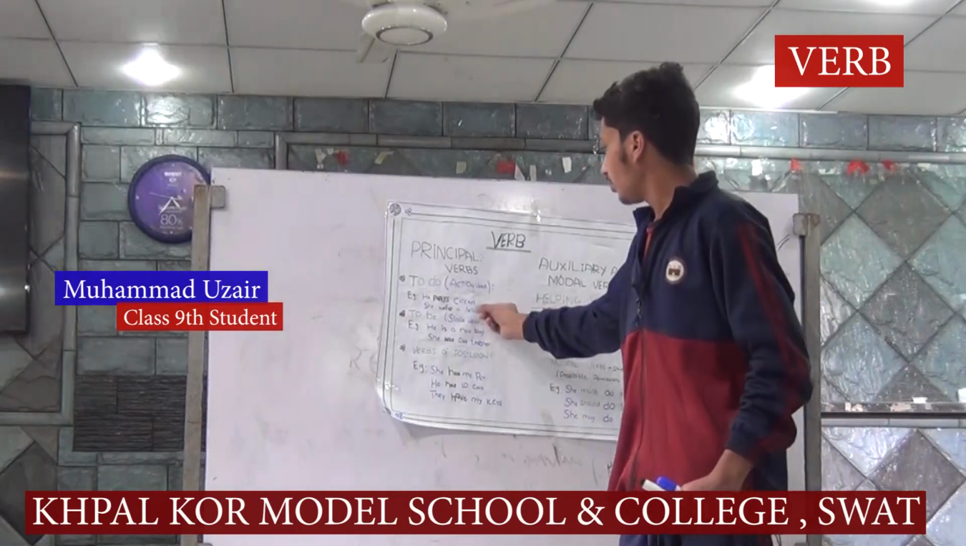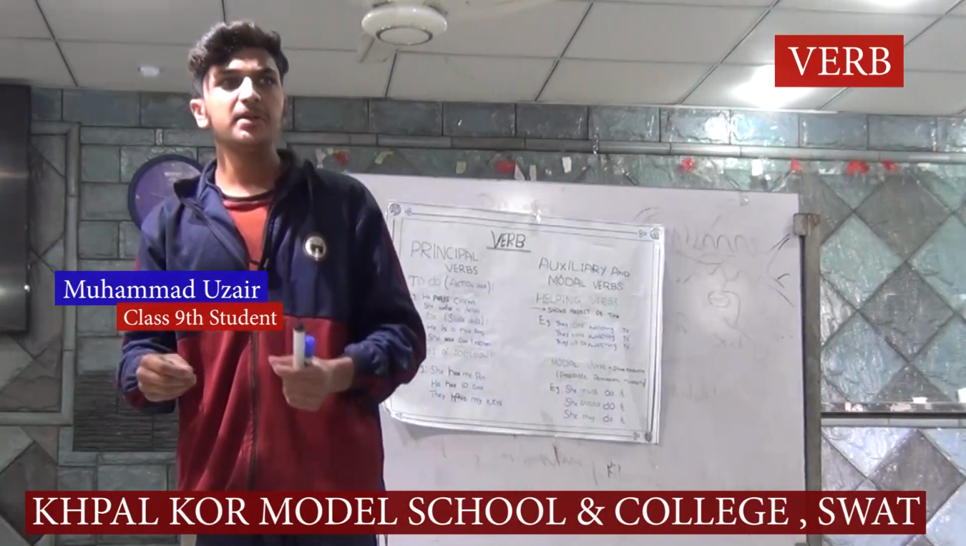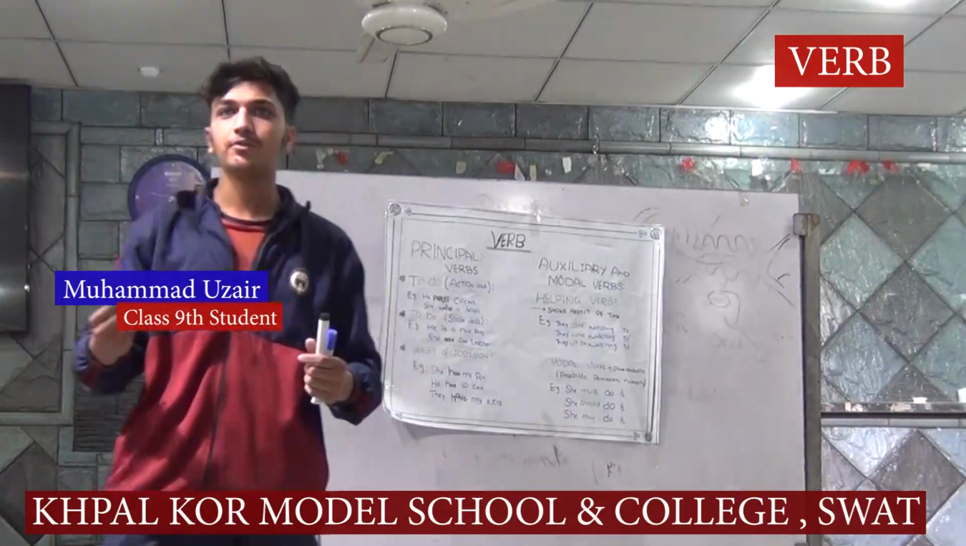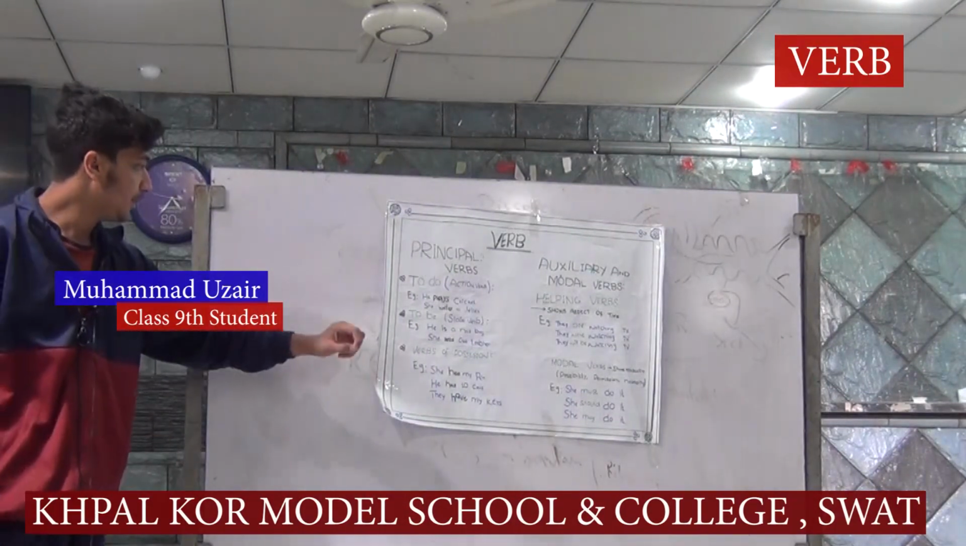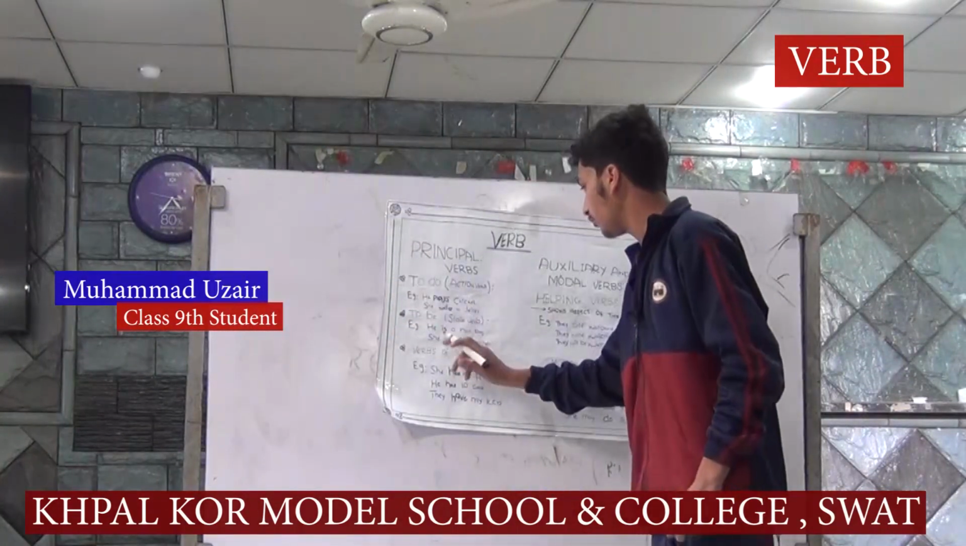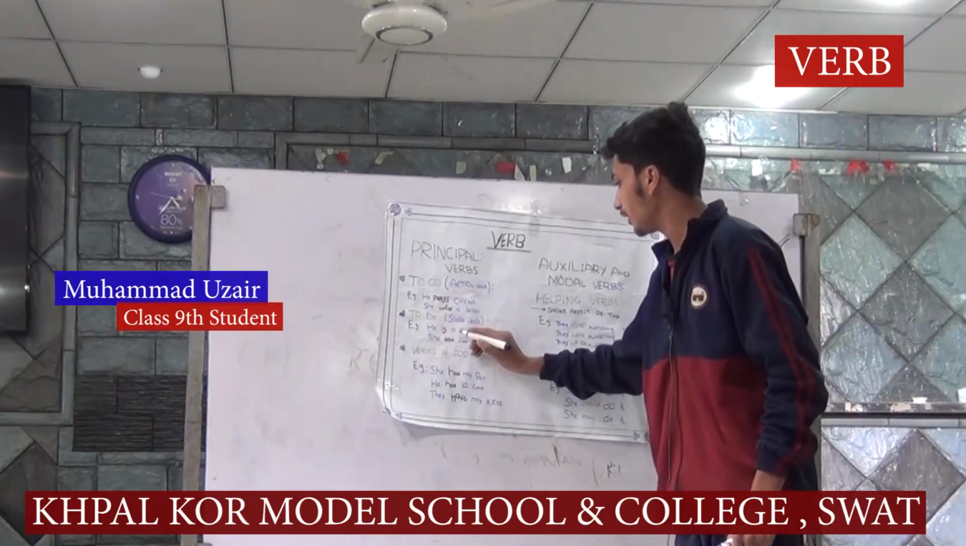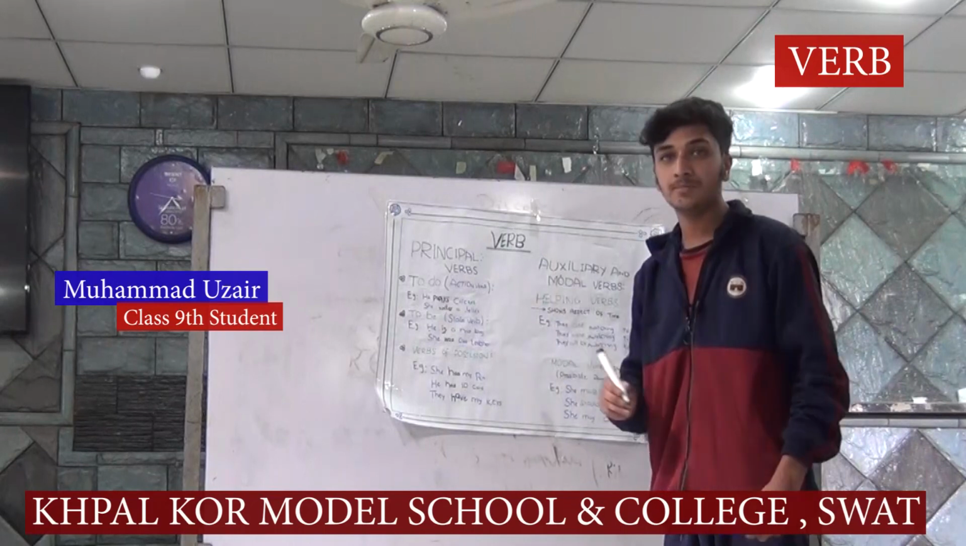The other function of a principal verb is to show us a state. State means halat. For example, if I say he is a nice boy, as I told you before, this does not show an action. He is not an action, am is not an action, nice is not an action, boy is not an action.